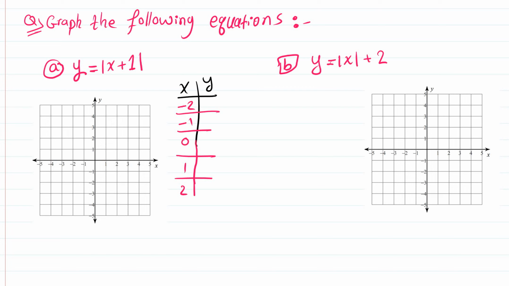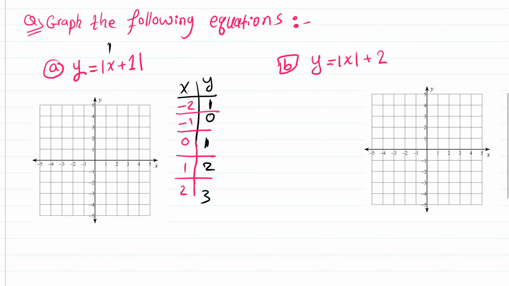Substitute them in place of x and find the value of y. -2 plus 1 equals -1, right? Inside the absolute value, the answer equals 1. -1 plus 1, the answer is going to be 0. When you substitute 0, 0 plus 1 equals 1. If you substitute 1 here in place of x, 1 plus 1, the answer is 2. And if you substitute 2, it equals 3, right? No matter what you input, you always get a positive value for y.